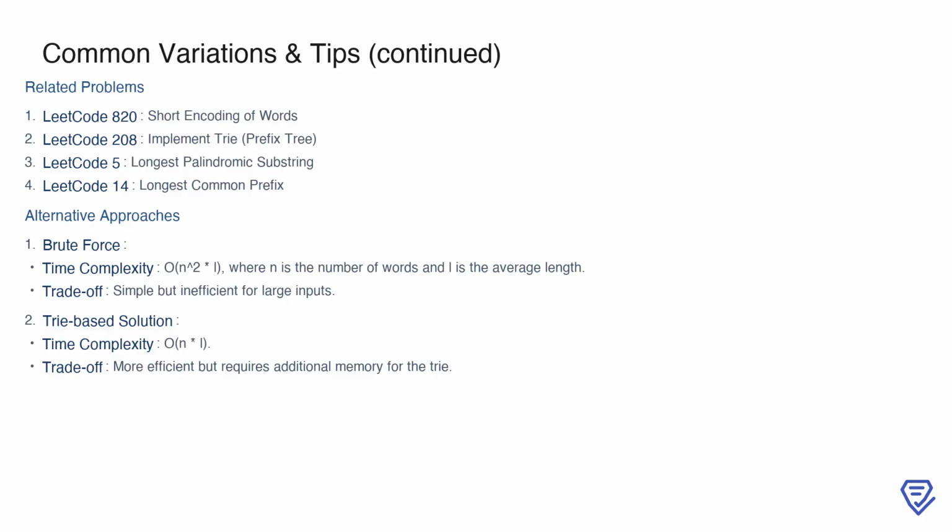Now, let's discuss alternative approaches to solving this problem. The brute force method, while simple to understand, involves a time complexity of O(n²L). This is because for each word, you would need to compare it against every other word, which quickly becomes inefficient for large inputs. On the other hand, the tree-based solution is much more efficient with a time complexity of O(n*L). While it requires additional memory to store the tree structure, it provides a streamlined way to manage suffix relationships, making it a robust choice for this problem.